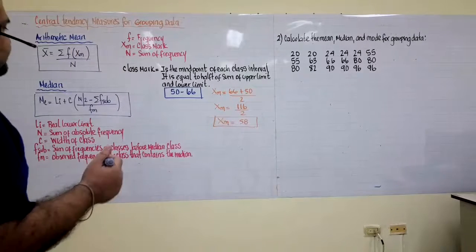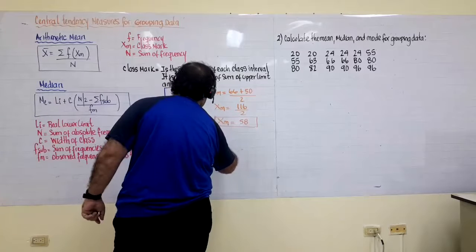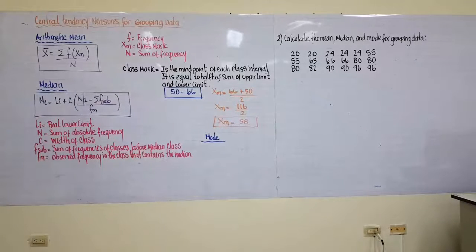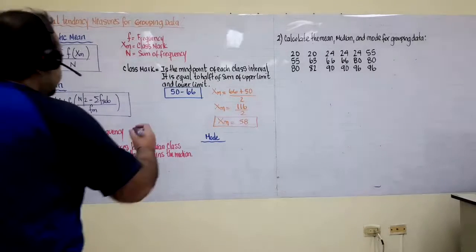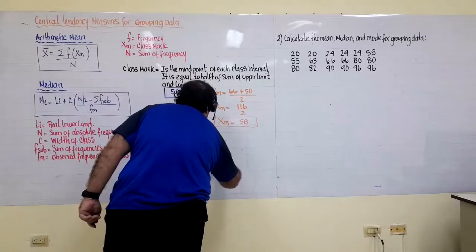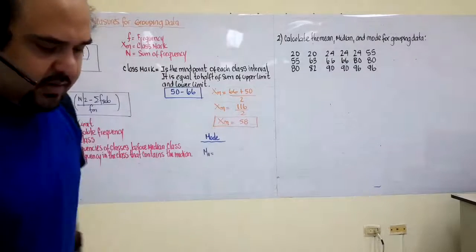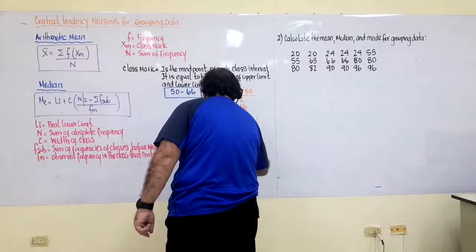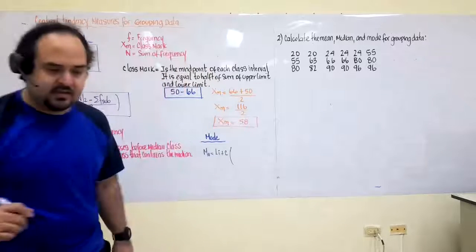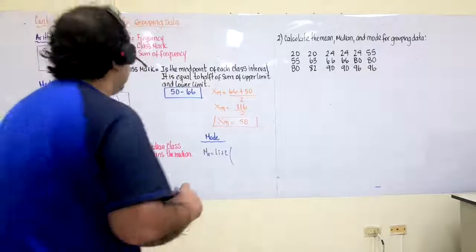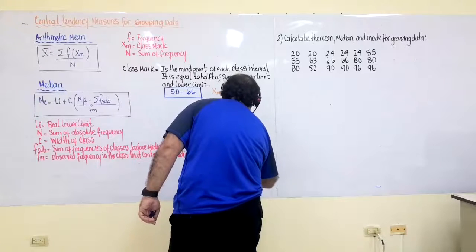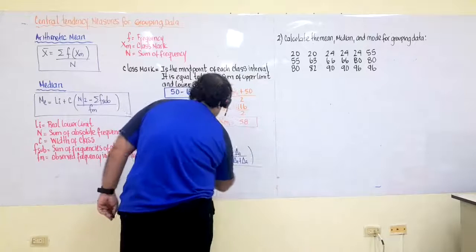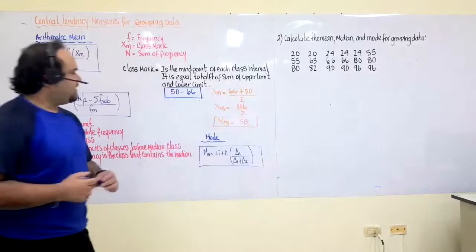And finally, the mode. The mode equals Li plus C, parentheses, delta 1 over delta 1 plus delta 2. Okay, this is the formula.